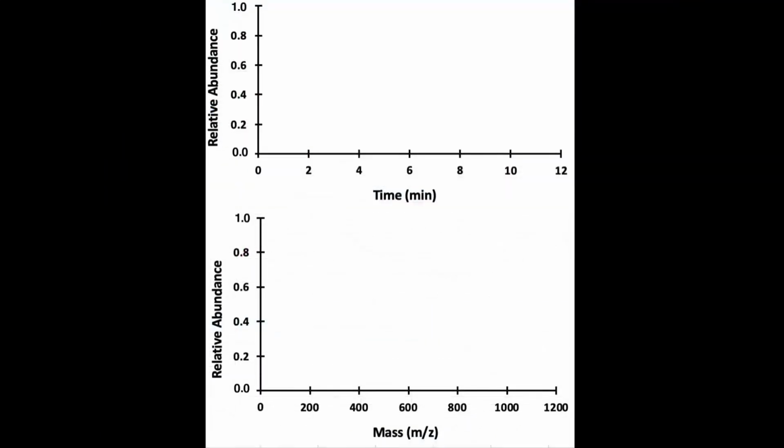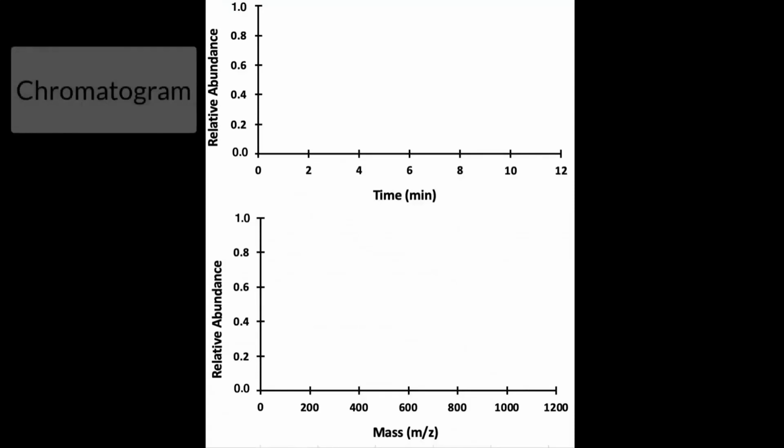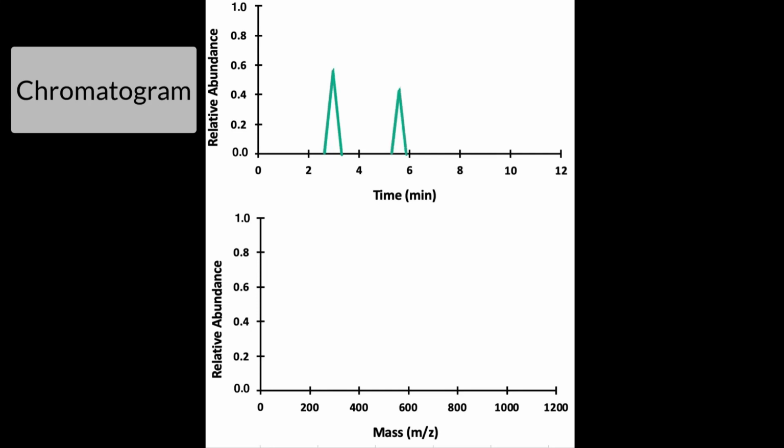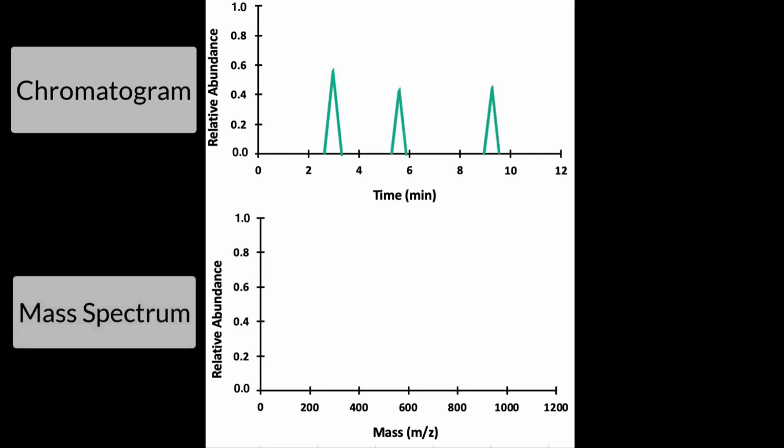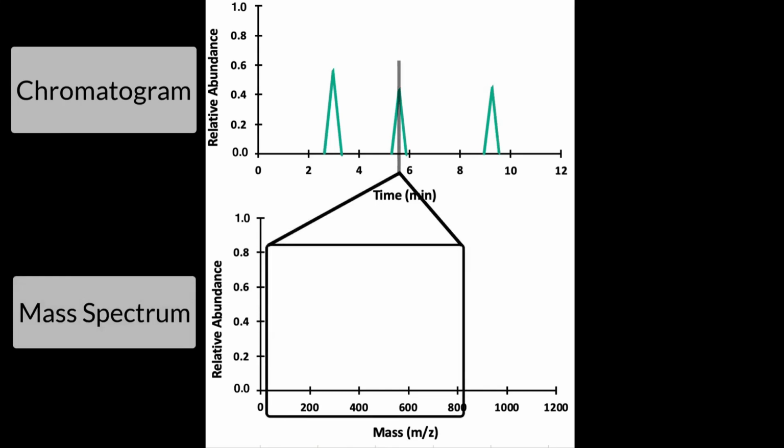This is what you would obtain from the GCMS. The top is a chromatogram showing relative abundance on the y-axis and time on the x-axis. A peak appears when a molecule elutes at a specific time from the column. The bottom is a spectrum showing relative abundance on the y-axis and mass to charge on the x-axis. This tells us the mass to charges detected for any given peak.